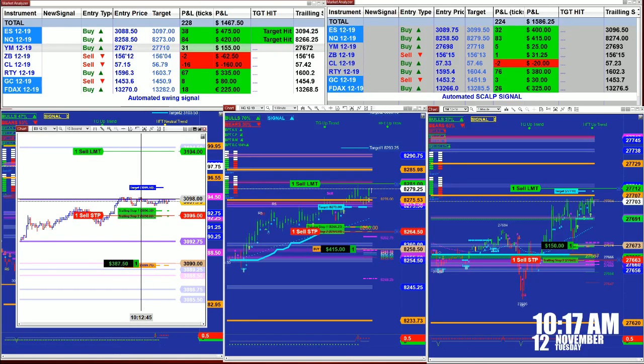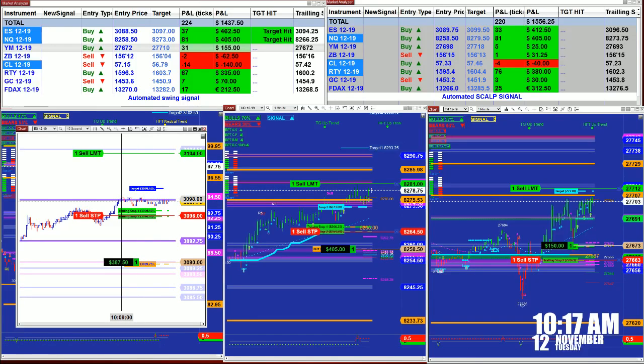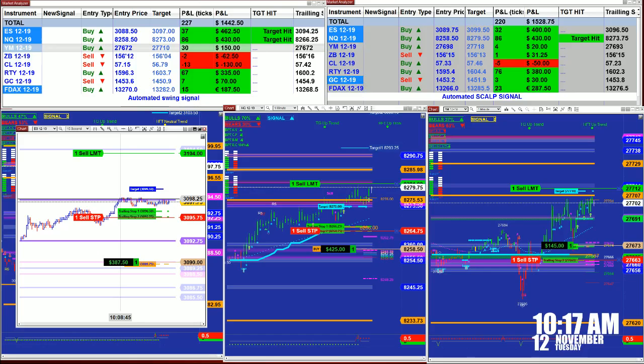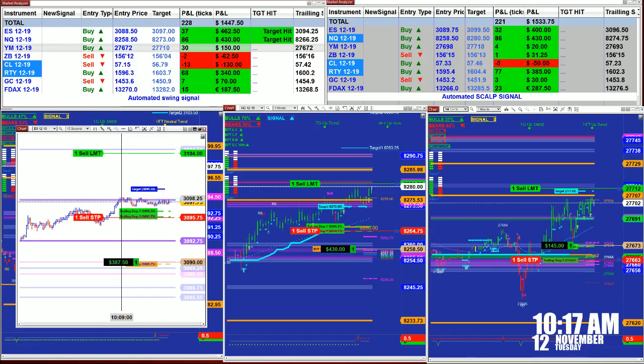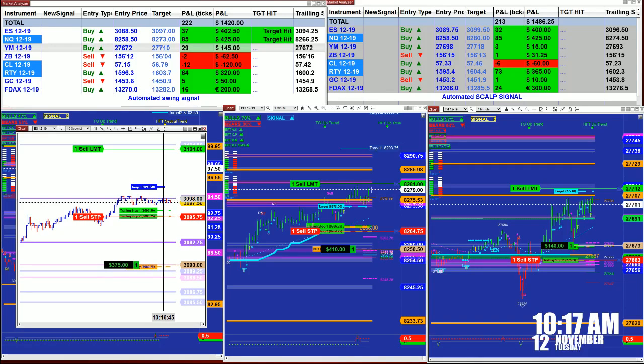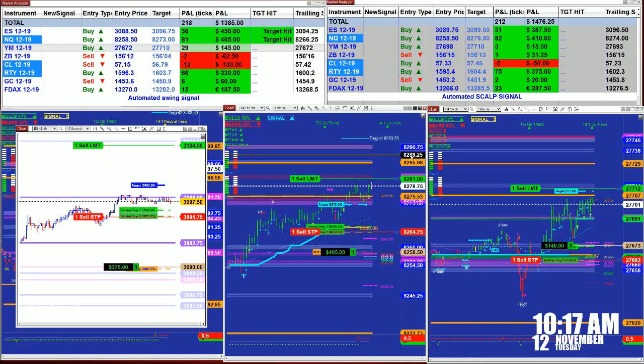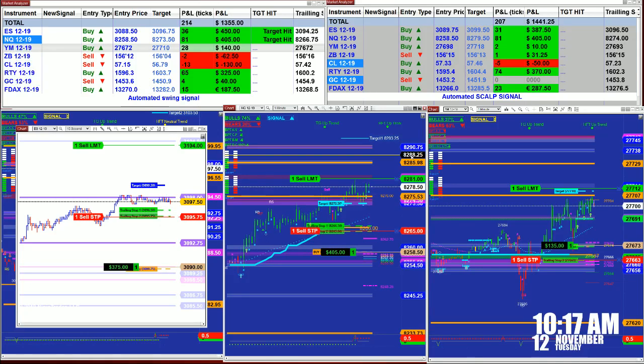Amazing key 98 on the ES. Really amazing key. You can see it's been trying since 10:08:45, and now it is 10:17. For 10 minutes it's been trying to break the 98 level. It's amazing, and finally it has given up. Let's see. We're fighting tick by tick.